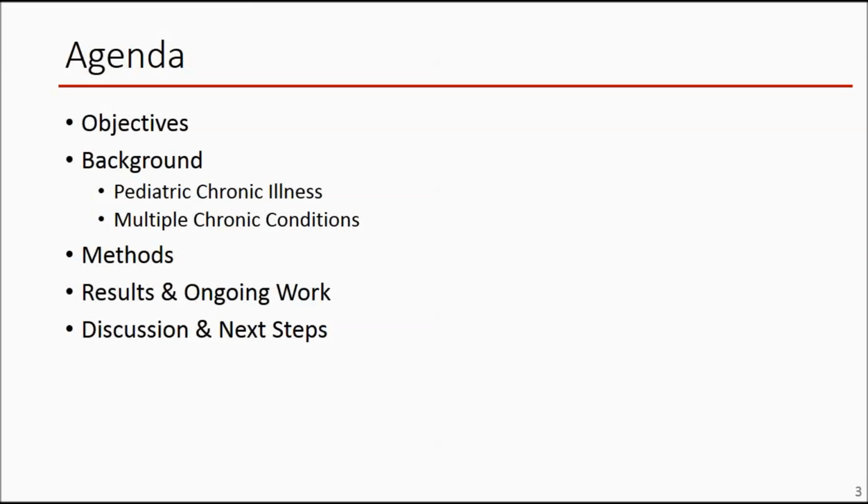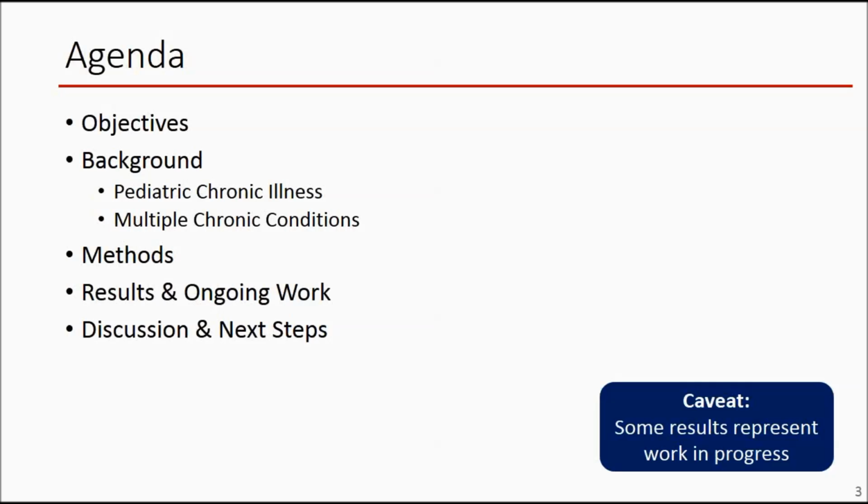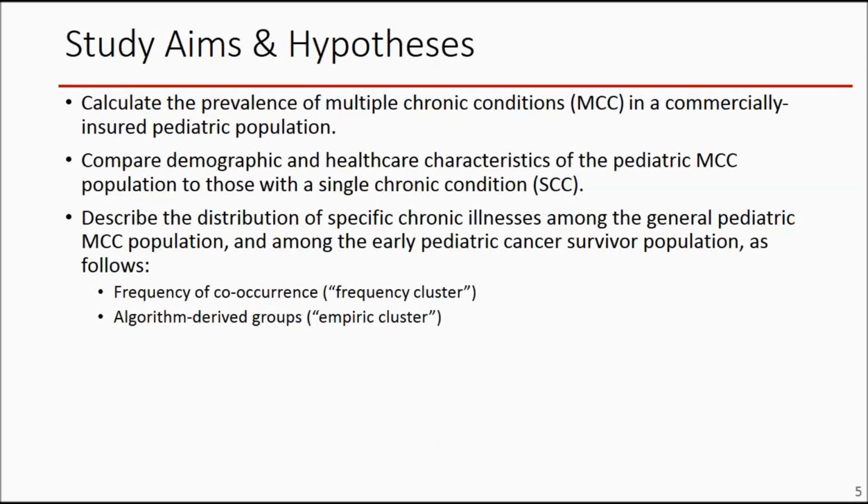As far as agenda, it's pretty standard. I'll go through the objectives of my study, some background on pediatric chronic illness and the construct of multiple chronic conditions, the methods, results, and as Todd alluded to, some ongoing work that I'm still wrapping up, and then discussion and next steps. And caveat, some of this is work in progress. When it is, there will be a footer at the bottom of the screen, so that'll be clear. So objectives, study aims.